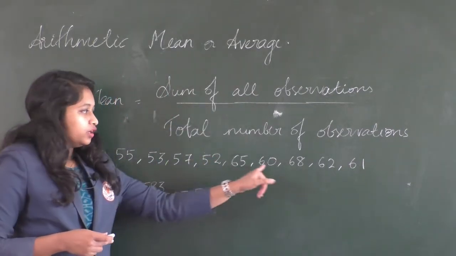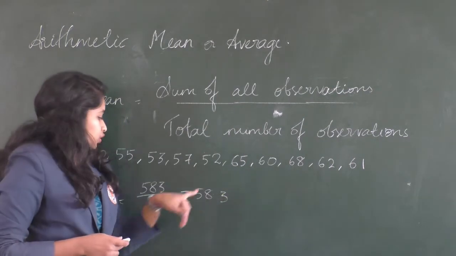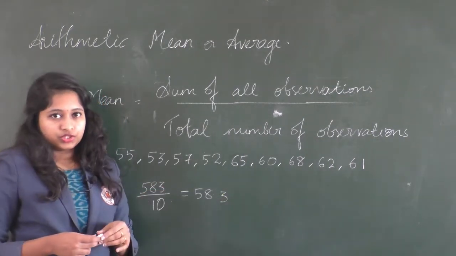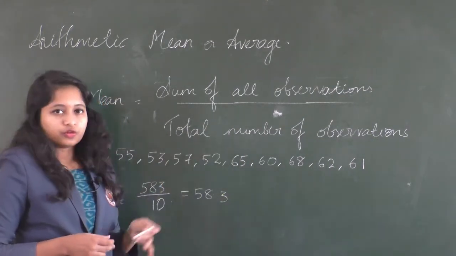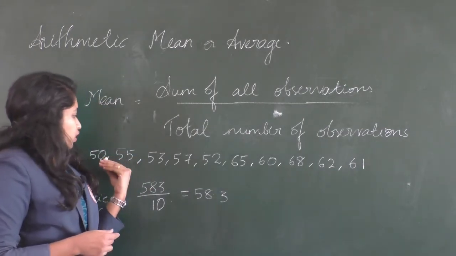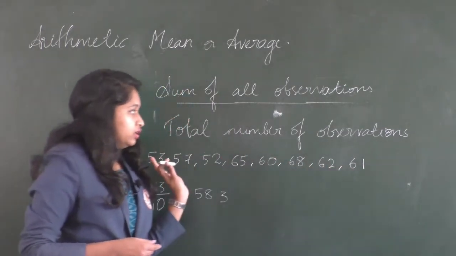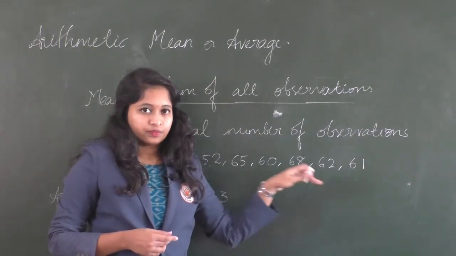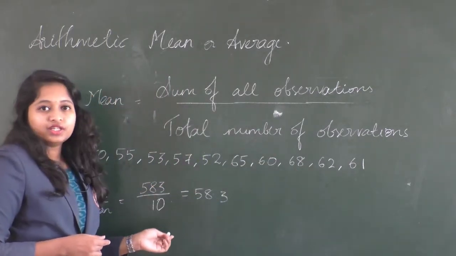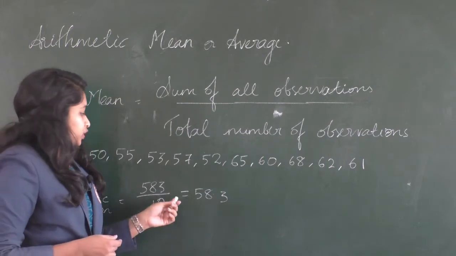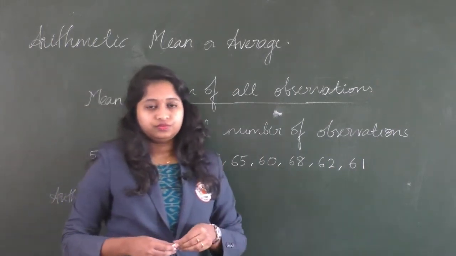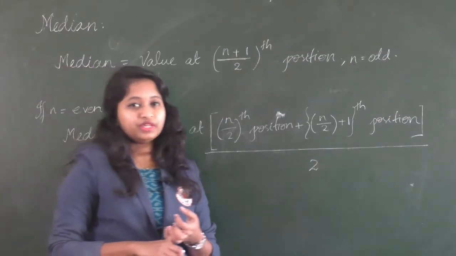So, when you add all these values, you would get it as 583. And the total number of observations, here we have 1, 2, 3, 4 up to 10. So, there are 10 observations. So, 583 divided by 10 is equal to 58.3. Next, let's learn about median.